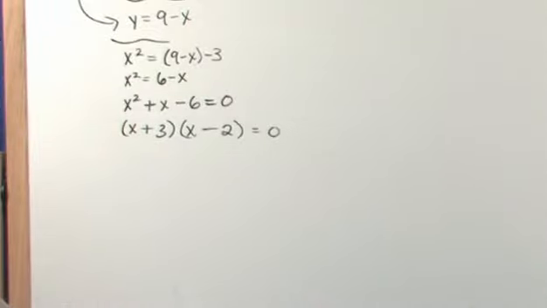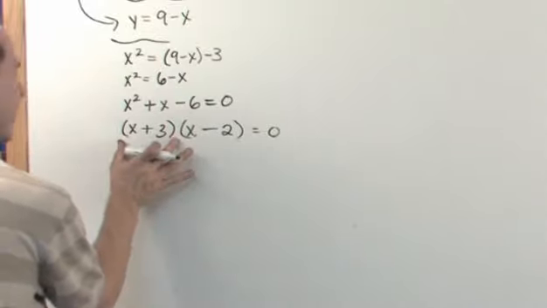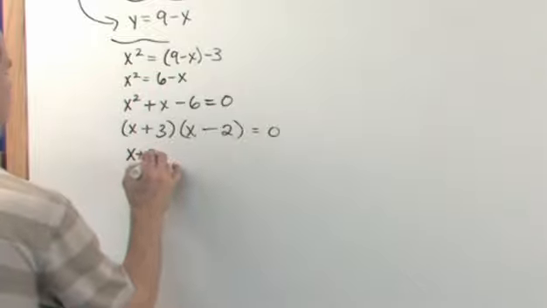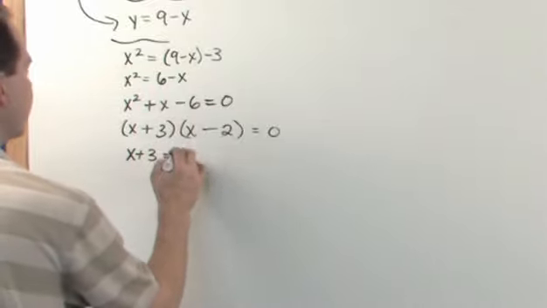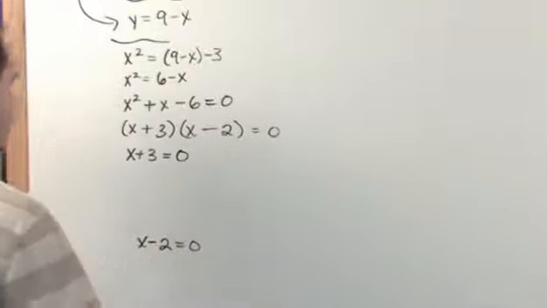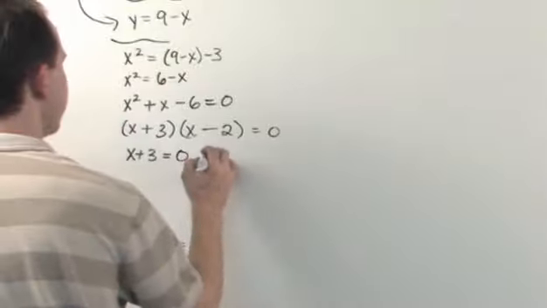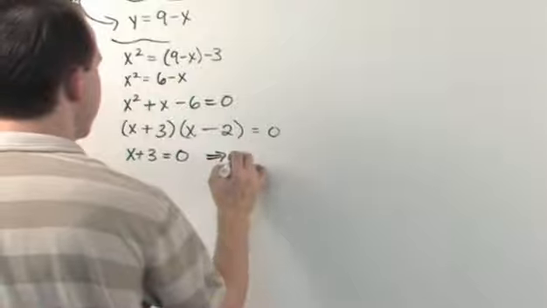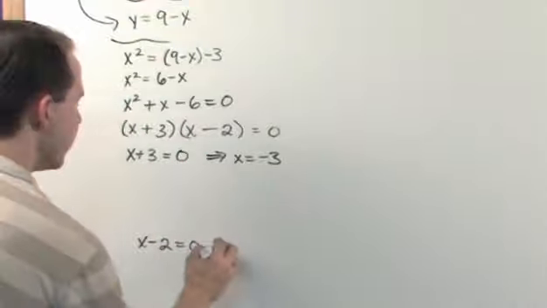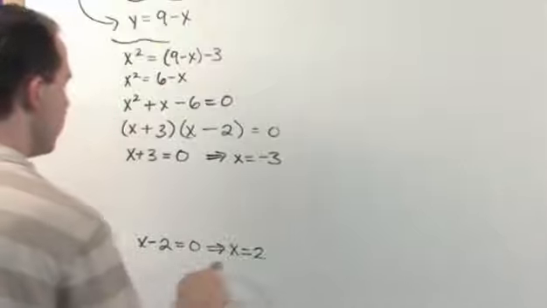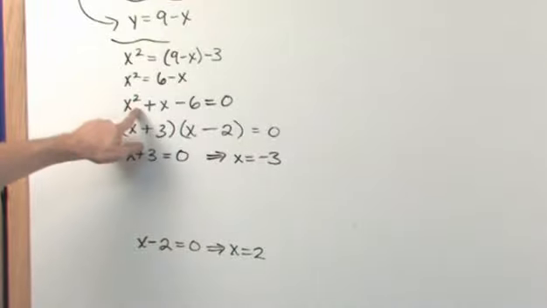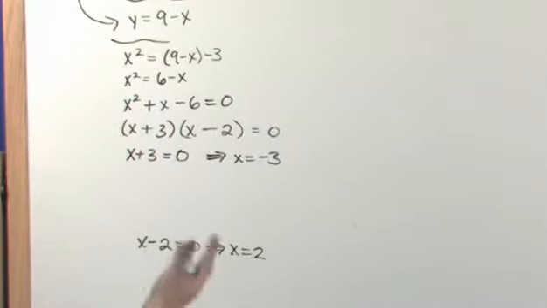Now that we've done that, let's set this equal to 0 and this equal to 0. That's going to give us our answers. X plus 3 is equal to 0, and x minus 2 is equal to 0. Okay? So what this says is that x is equal to negative 3 because you just subtract 3 from both sides, and this says that x is equal to 2 because you just add 2 to both sides. So I've got two values for x. That makes sense because I had a square term here. I knew I would have two solutions.